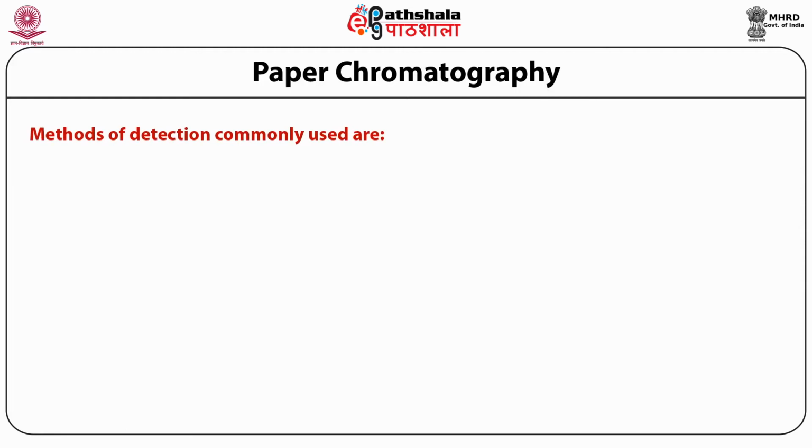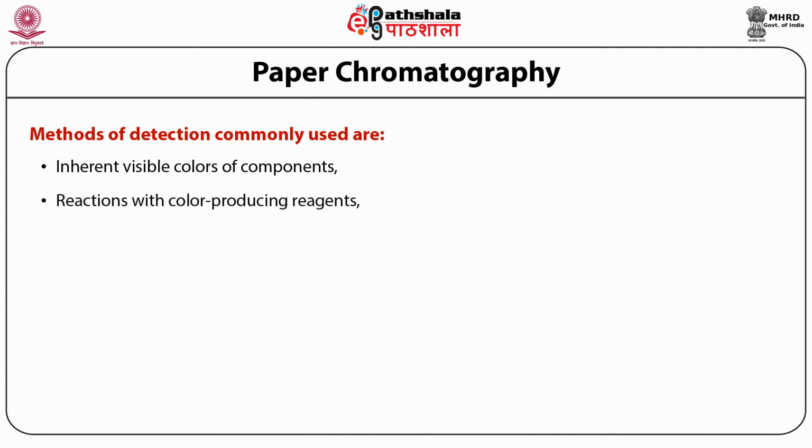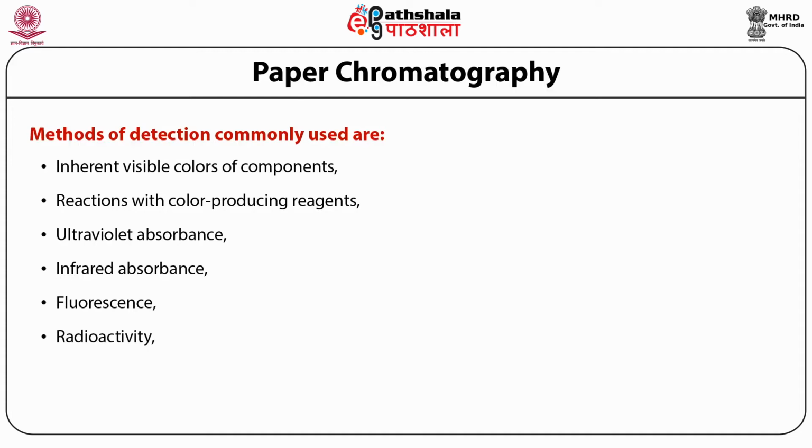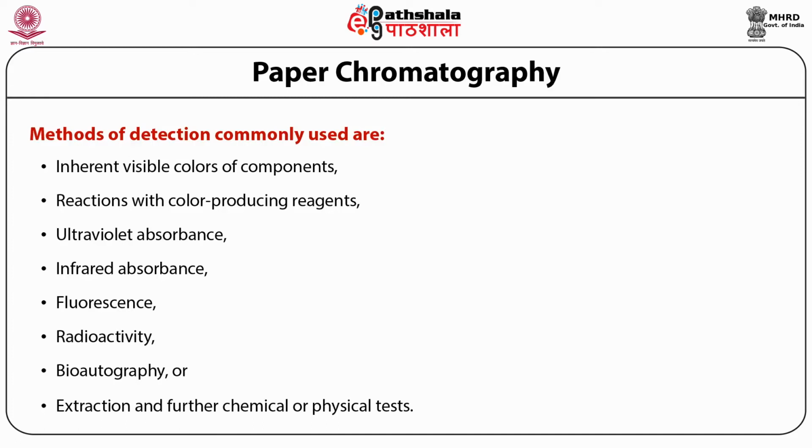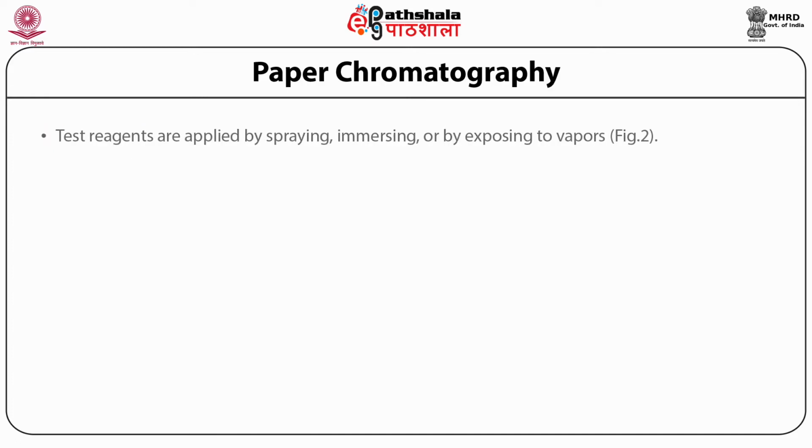The methods of detection commonly used are inherent visible colors of the component, reactions with color producing reagents, ultraviolet absorbance, infrared absorbance, fluorescence, radioactivity, bioautography, or extraction and further chemical or physical tests. Test reagents are easily applied by spraying, immersing, or by exposing to vapor.